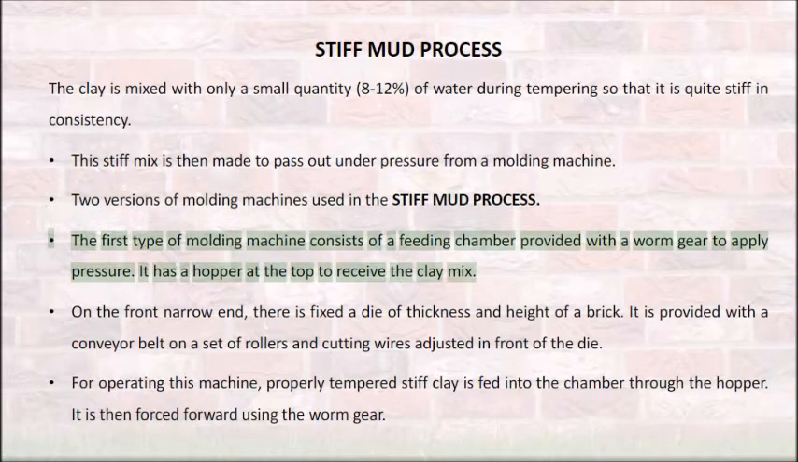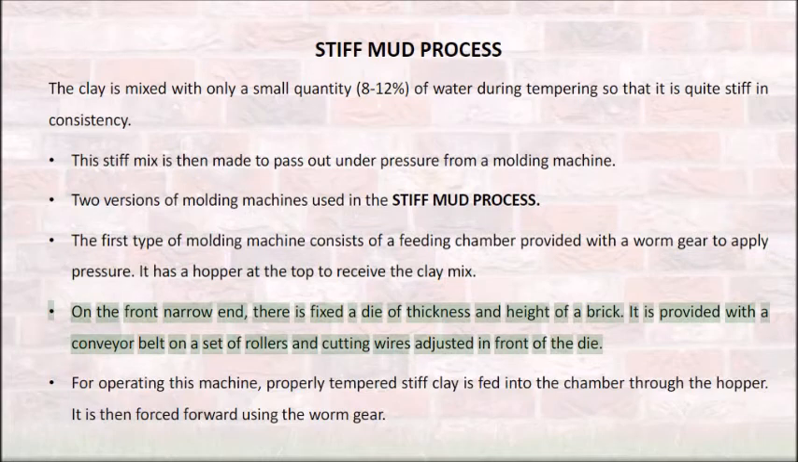The first type of molding machine consists of a feeding chamber provided with a worm gear to apply pressure. It has a hopper at the top to receive the clay mix. On the front narrow end, there is fixed a die of thickness and height of a brick. It is provided with a conveyor belt on a set of rollers and cutting wires adjusted in front of the die.